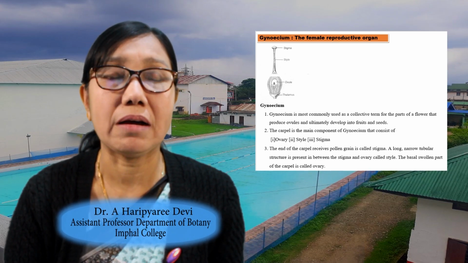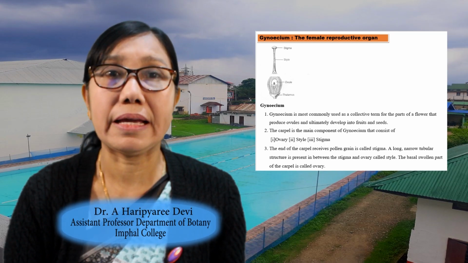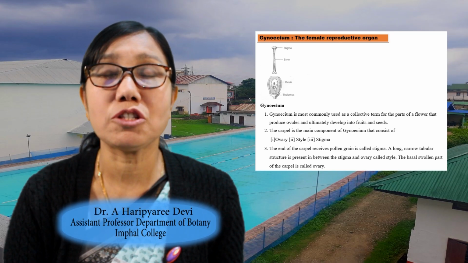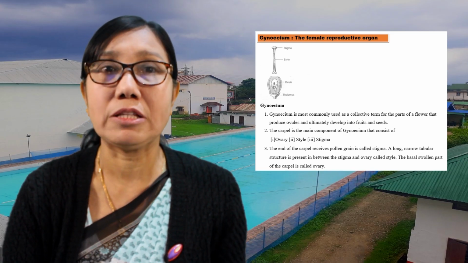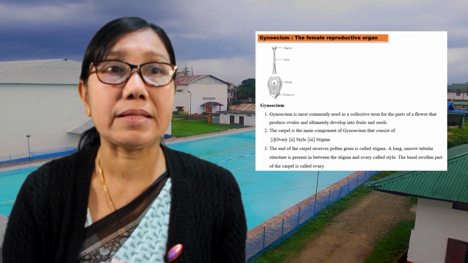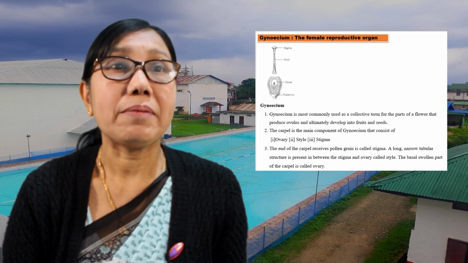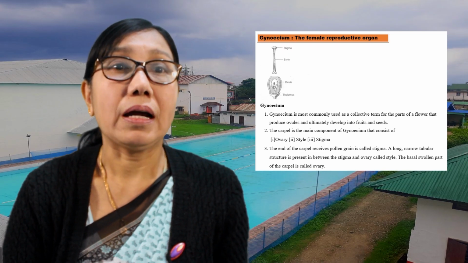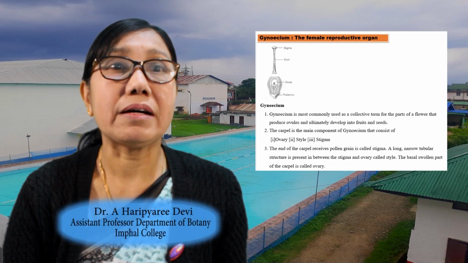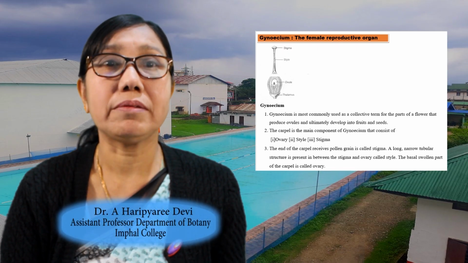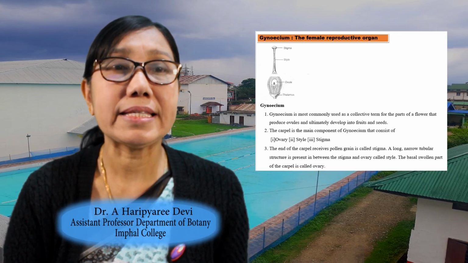Gynoecium is the collective term for the parts of a flower that produce ovules and ultimately develop into fruits and seeds. What are the parts? The parts are the carpels. The carpel is the main component of the gynoecium and consists of ovary, style, and stigma.